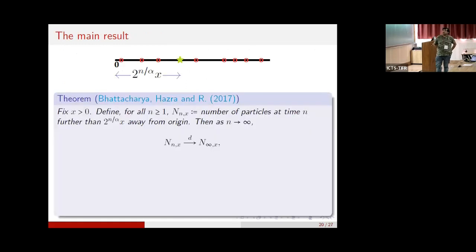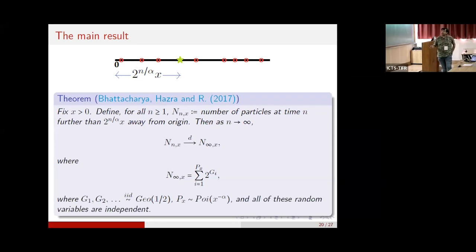Now, let me tell you the final result that we have. We have the limit of these, and the limit, as predicted by Brunet and Derrida, is a decorated Poissonian limit. What it means, more precisely, is that this limit looks like a sum of 2 power geometric random variables. And the sum is a random sum, and it's a Poissonian sum. So this 2 power GI is what are called decorations, and this PX is the Poisson.